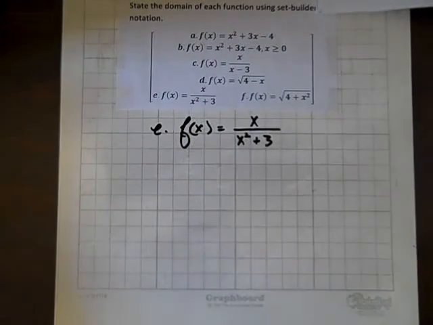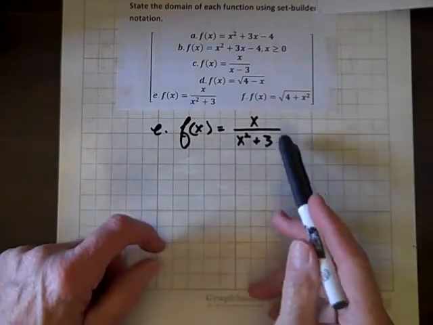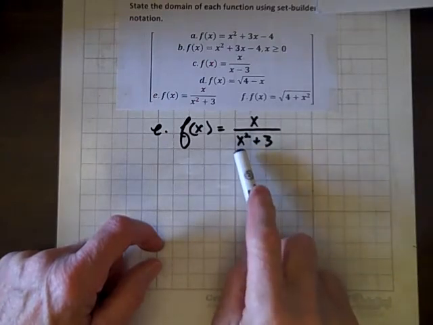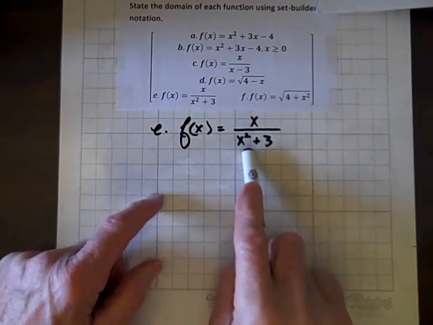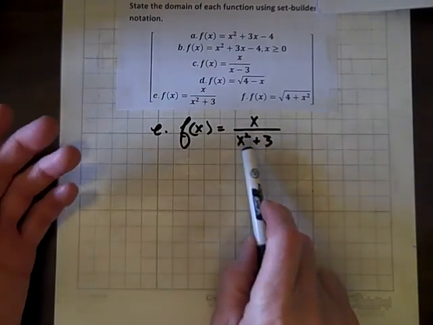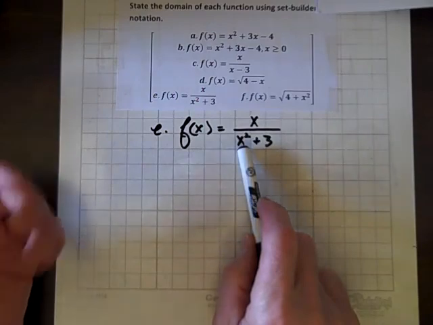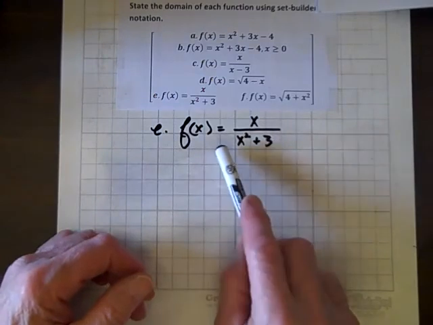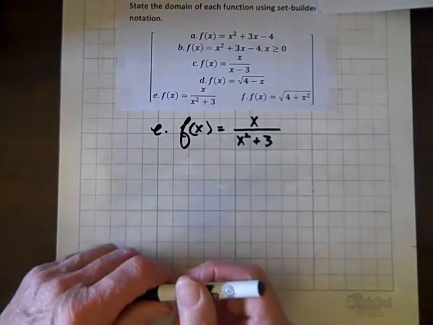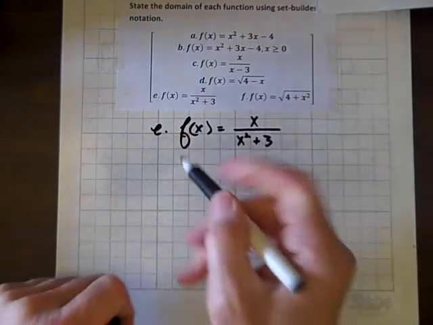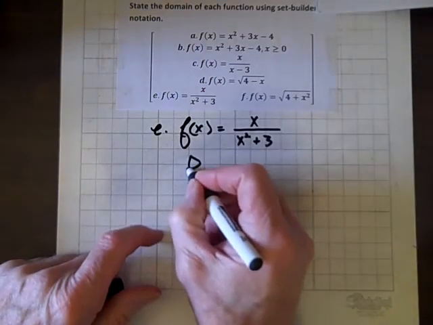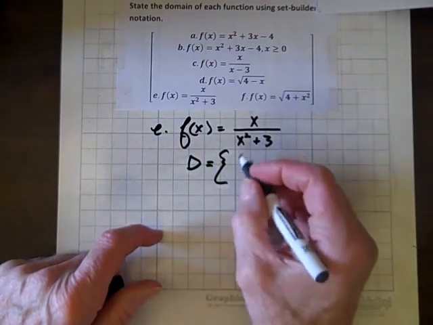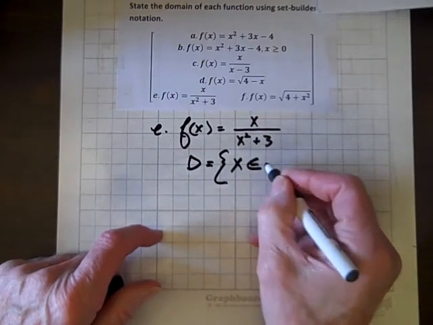And we are done. For the function f of x equals x divided by the quantity x squared plus 3, we have a variable in the denominator, but that variable is squared. So whether we put a positive value in for x or a negative value in for x, when it's squared, it will become positive. Therefore, there is no way that denominator will ever be 0, and consequently, we have no restrictions on the domain. The domain is the set of all real numbers, or the set x, element of the reals.